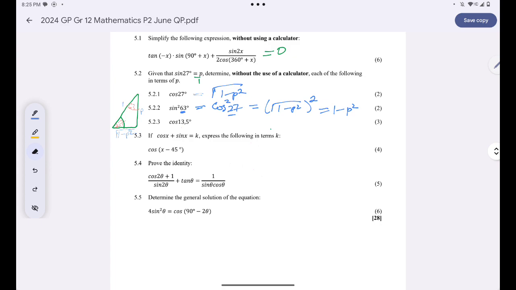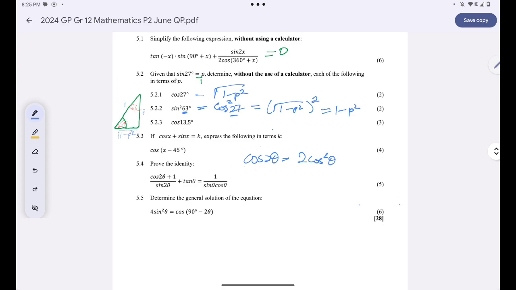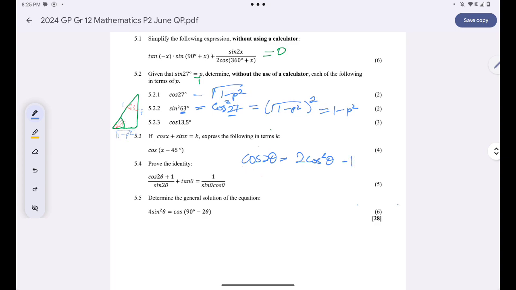All together. Okay, I can see that 13.5 is half of 27, so it simply means I'm dealing with half angle identities. Half angle identities, guys, are always derived from the double angle identities. If I have cos 2 theta, I can write it as 2 cos squared theta minus 1, where theta is half of 2 theta. Half angles are always derived from the double angle for cos.